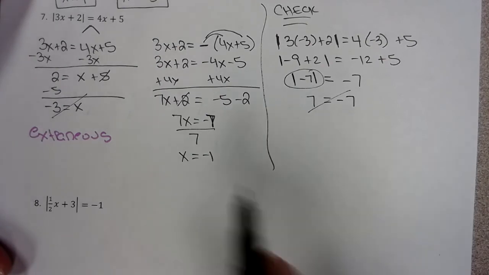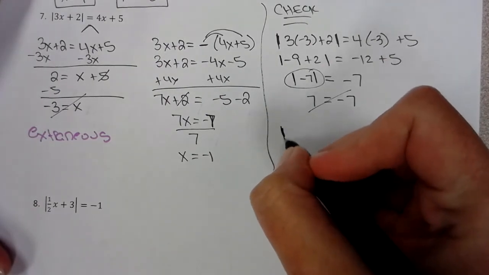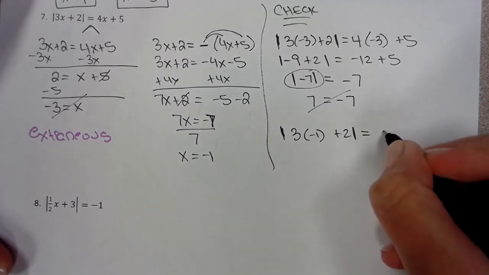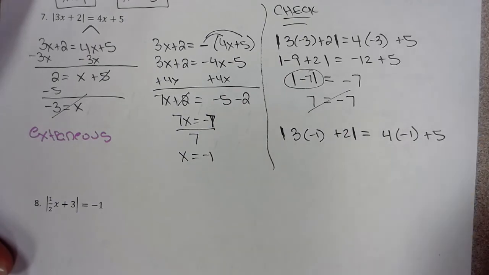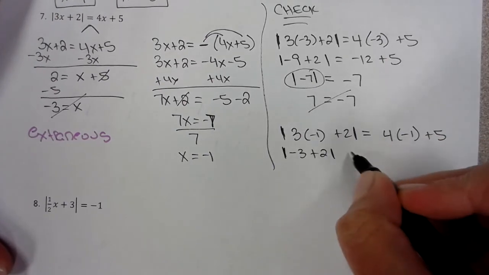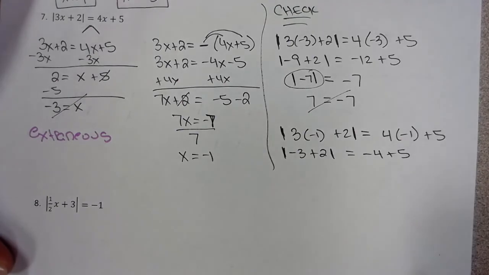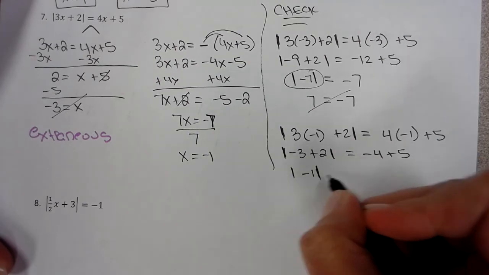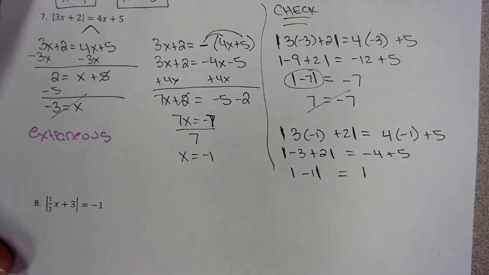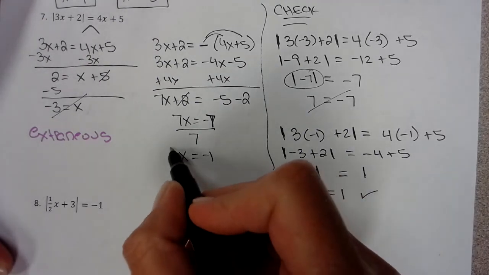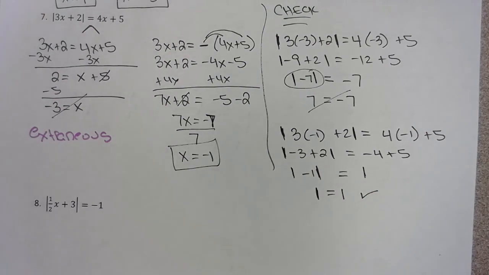Let's plug negative 1 in and see if it's a good answer. So 3 times negative 1 plus 2 equals 4 times negative 1 plus 5. Multiply first inside the absolute value bars. And multiply that 4 times negative 1. Negative 3 plus 2 is negative 1. The absolute value of negative 1 is 1. And that is a true statement. So x equals negative 1 is my only good answer.